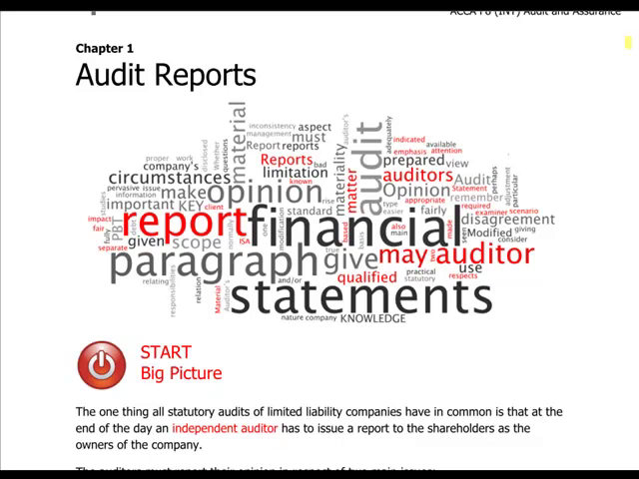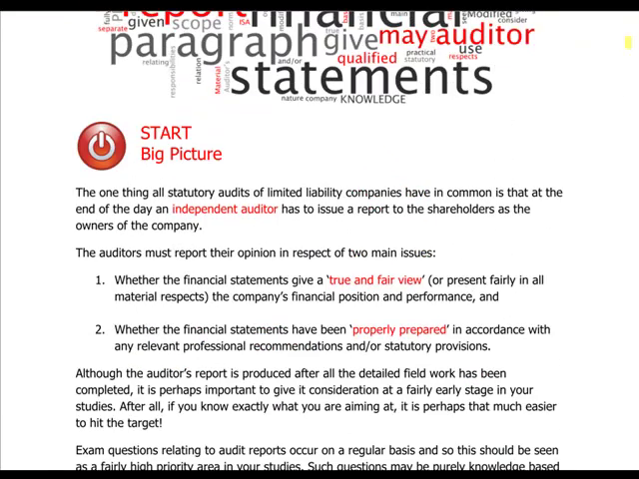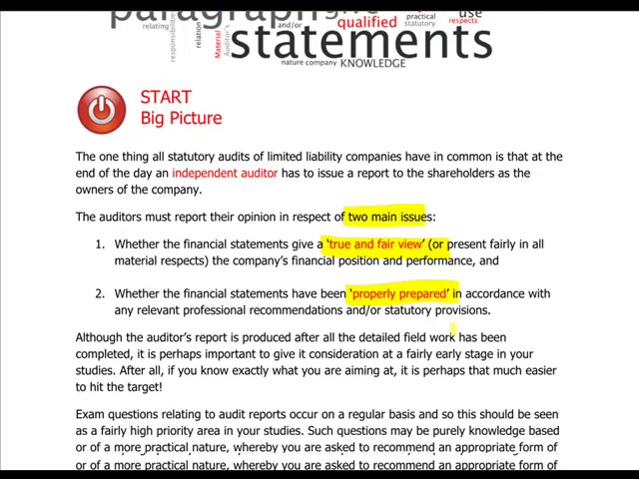Now, having these in mind, let's see what is the first important aspect of the syllabus. The auditor's report has usually two main issues: that the financial statements give a true and fair view of the company's financial position and performance, and that these have been properly prepared in accordance with the relevant professional recommendations and/or statutory provisions, i.e. in accordance with the relevant standard.